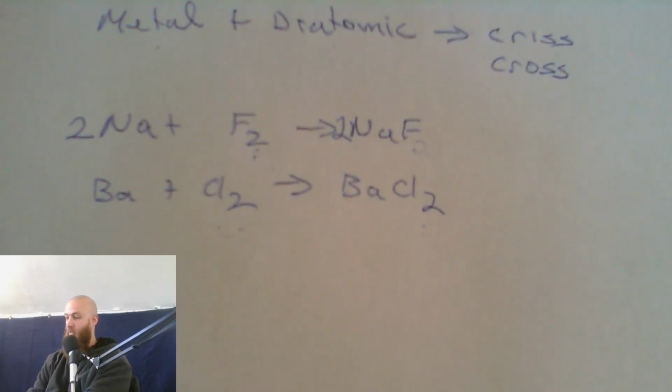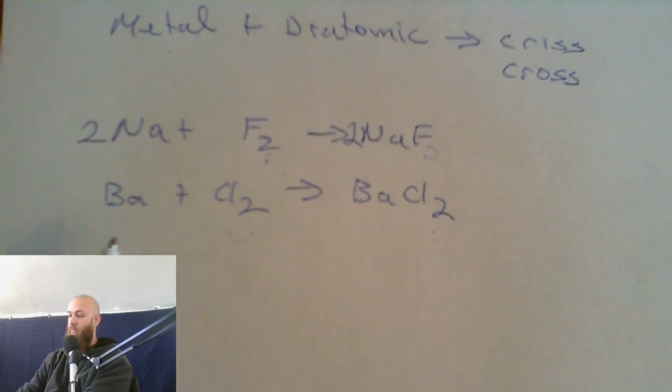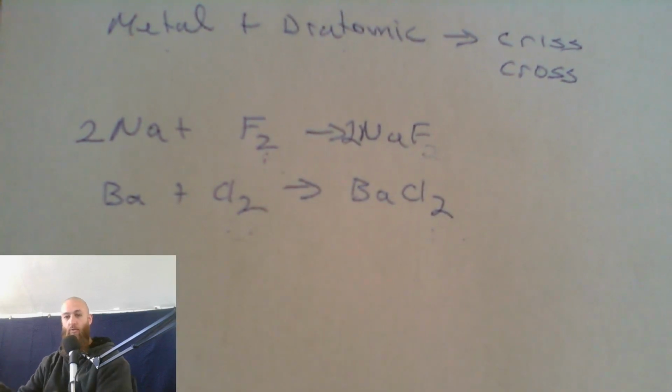That's it. That's all it is. Now, this one's actually pretty easy to balance. 1 barium, 2 chlorines, 2 chlorines. You're done. So that's a combo, okay?